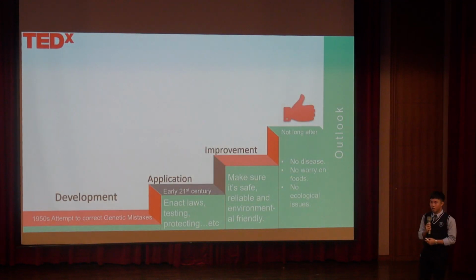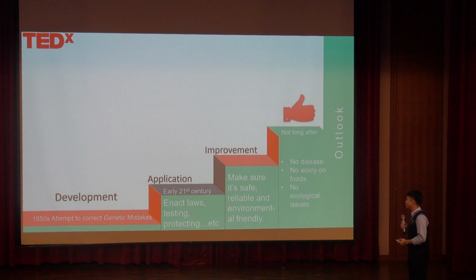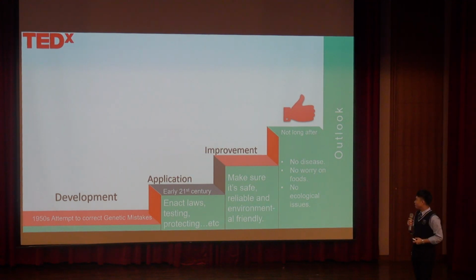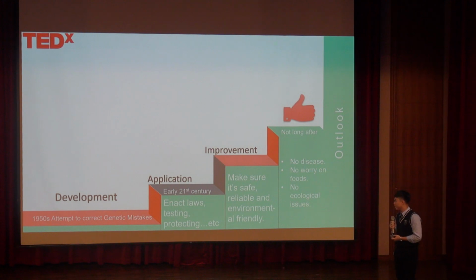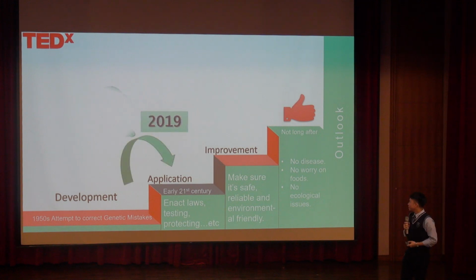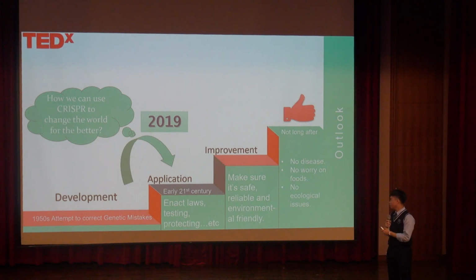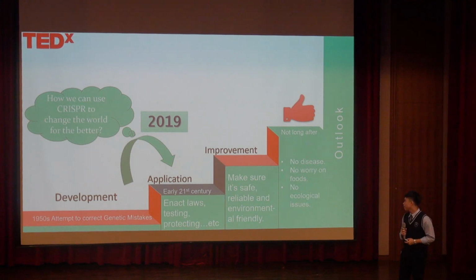So this is the outlook of my perspective on the development of gene editing technique. First, the development. The technique of gene editing first started in the 1950s, when scientists attempted to correct genomic mistakes. Now we're in 2019, stepping out of development and into application. Scientists are now thinking about how we can use CRISPR to change the world for a better place. And what we eagerly need now is to enact laws, testing, and auto protections.